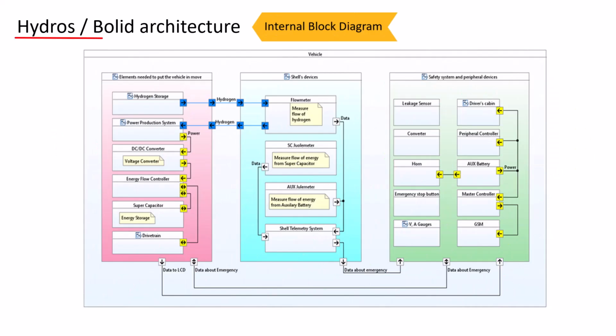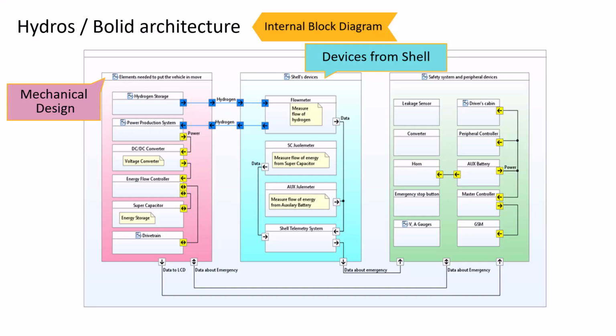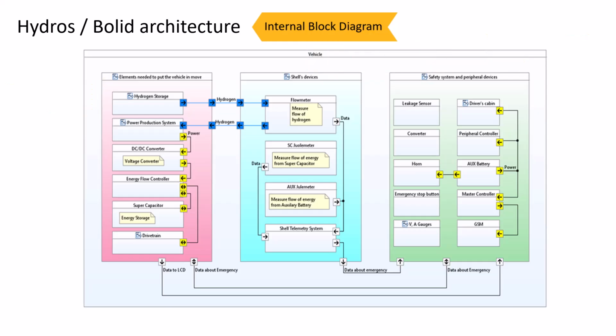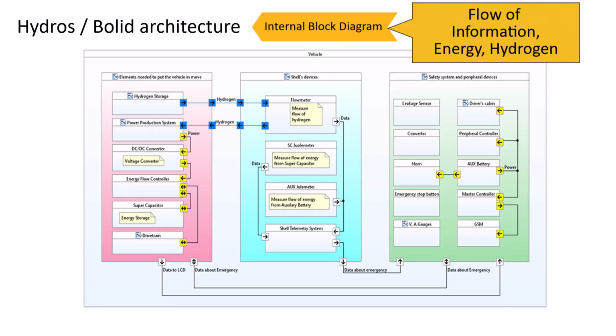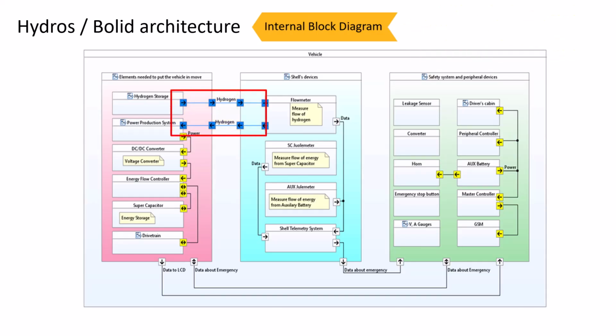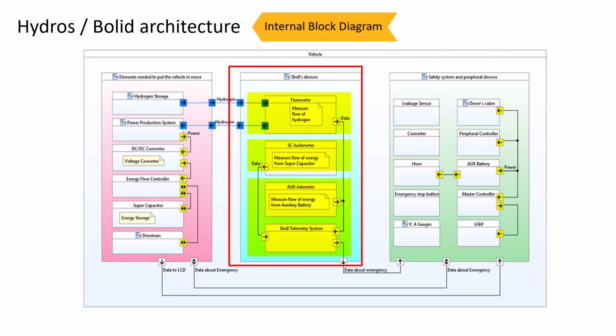This is the architecture of our car, and we can divide it into three parts. As I said before, the first part is the pink one, which is the mechanical design of the car. The second part is the blue one, which are devices given by the organizers. And the third part, the most important for us, is the safety critical system. You see, this is not only the parts, but also the flow of information, the flow of energy, and the flow of hydrogen, shown here in blue. Of course, this is the main system, where each of these elements can be a subsystem.